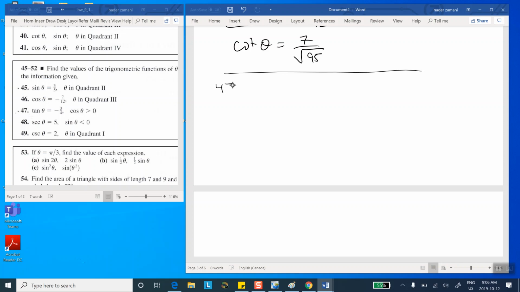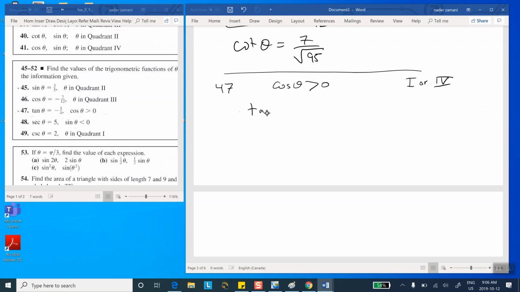47. We are in quadrant... We are not specifically told what quadrant we are in, but we are told that cosine of theta is positive. And now, of course, that means cosine of theta positive means that you're in either quadrant 1 or quadrant 4. Okay, so although we are not explicitly told, we know one or the other. So what do we want here?